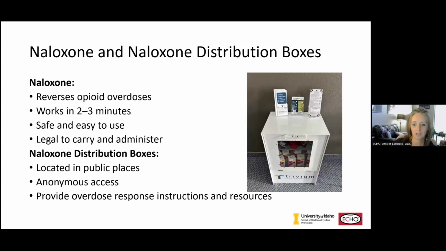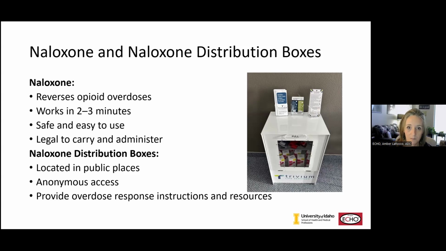So these are our naloxone distribution boxes. Naloxone is obviously one of the most effective prevention tools that we have. We have several of these boxes throughout the community. We have one in Mountain Home, and partnering with agencies such as BHG, LADA, the Hive. We just got one in the Shredder, which is a music venue in Boise.